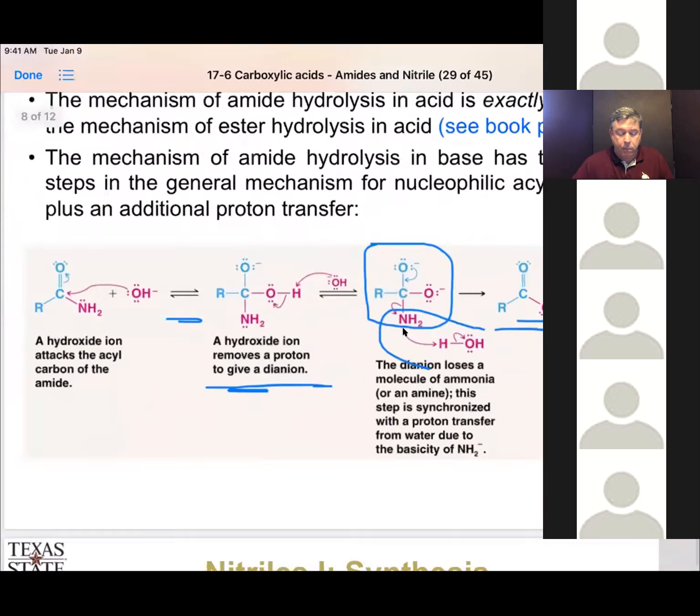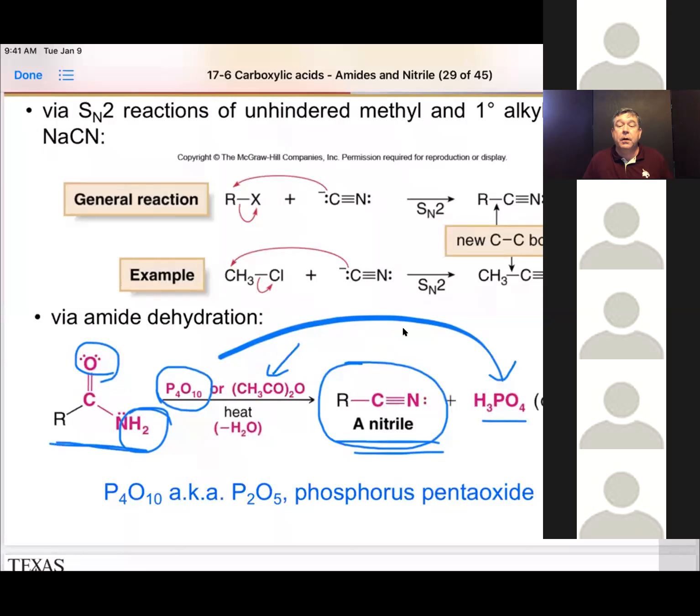So in the bottom half here, it shows us using P4O10, also known as phosphorus pentoxide. And what it does is it takes out 2 protons from the amine and 1 oxygen from the carbonyl compound and generates your nitrile. However, in chapter 7, we learned that we can also make nitriles by using the nitrile as a nucleophile and displacing a halide. So those are the 2 primary ways we make nitriles.